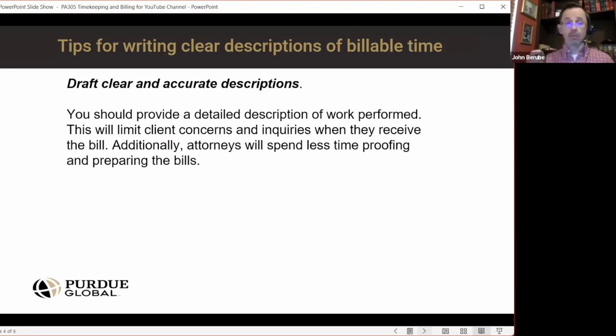First, it will limit the concerns or challenges that we receive back from the client, because those descriptions will be placed on the bill to the client. And if they can't understand why it took 2 hours to complete that task, we're going to get a phone call and the attorney will have to address it. So we want to limit their concerns and inquiries. And additionally, it's going to also limit the amount of time the attorney will have to proofread and prepare the bills if we're providing an appropriate level of detail.